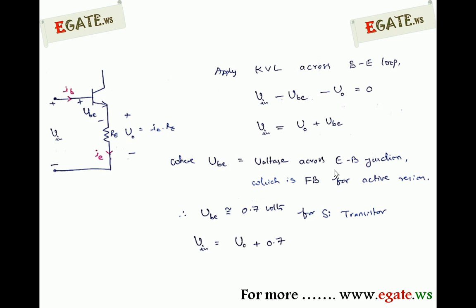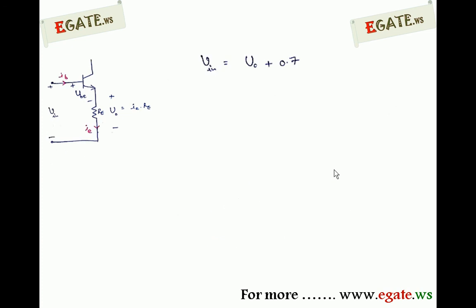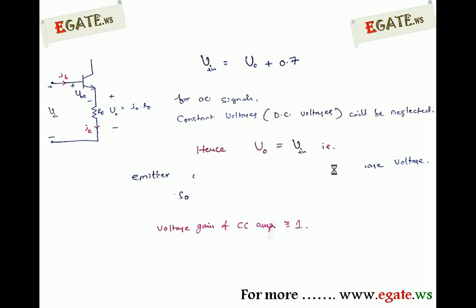This 0.7 is treated as a constant, so V input is proportional to V0. In terms of AC analysis, V input is V0 plus 0.7, but 0.7 is a constant term that can be neglected for the AC analysis, so that V0 is equal to V input. V0 is the emitter voltage and V input is the base voltage. Observe this diagram. V0 is the voltage across the emitter, V input the voltage across the base. That is, V0 is equal to V input, emitter voltage is equal to base voltage. Whatever base voltage you apply will be equal to the emitter voltage. So the emitter voltage acts as a follower of the base voltage. That's why the name has come as emitter follower.